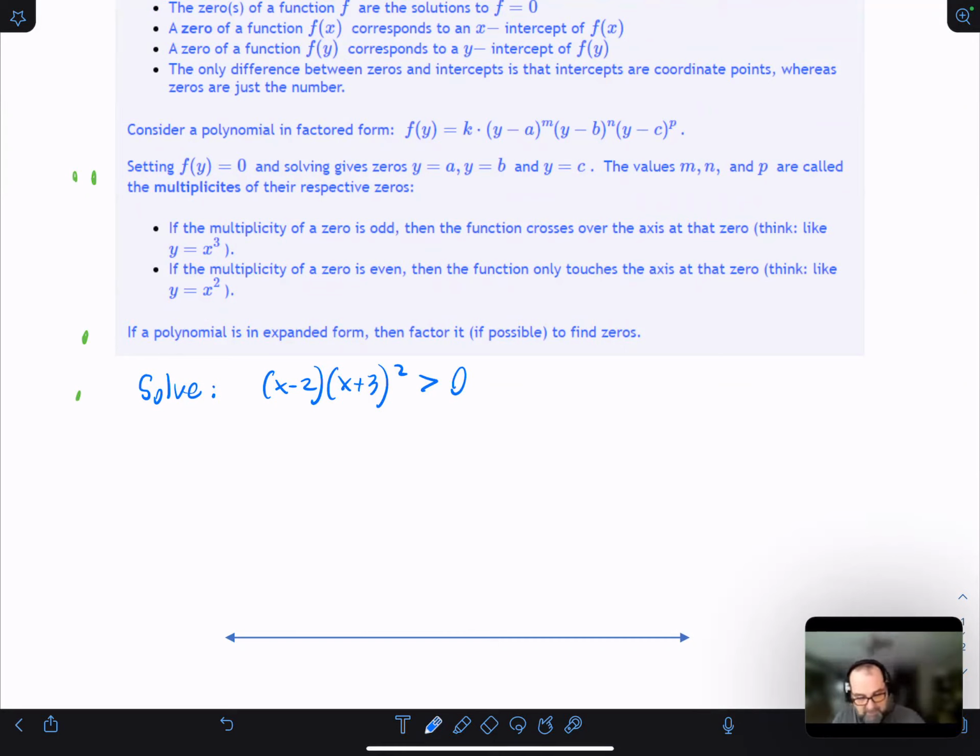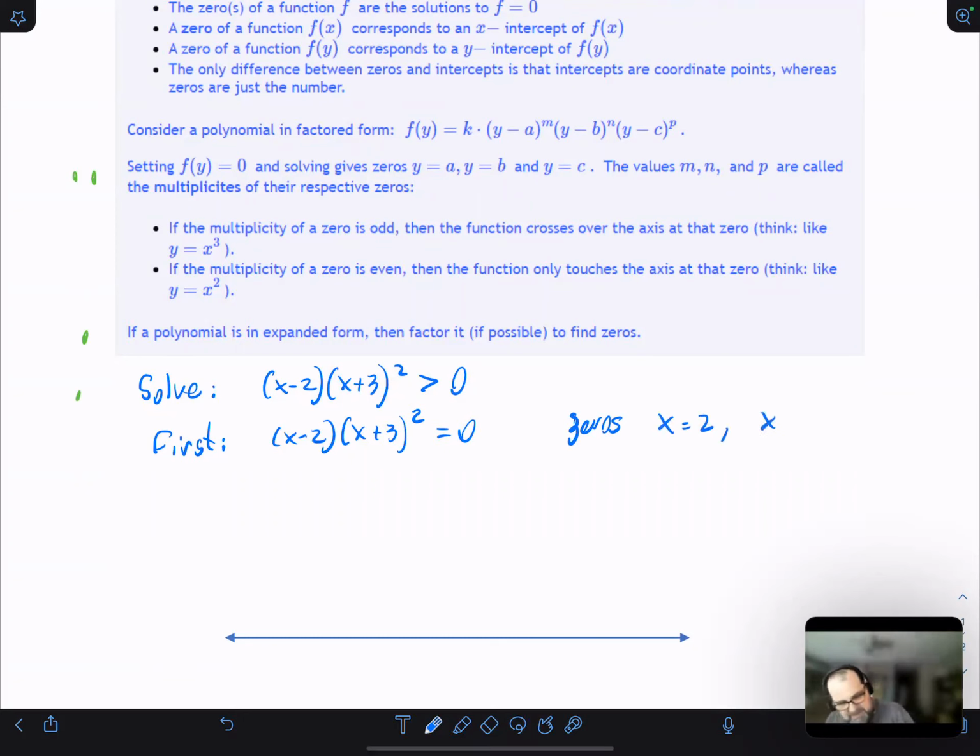So we would do the following. We're interested in when this polynomial is positive. The first thing we do is figure out where its zeros are. That is, we solve the equation (x minus 2) times (x plus 3) squared equals 0. We can see fairly easily that the zeros are at x equals 2 and at x equals negative 3.